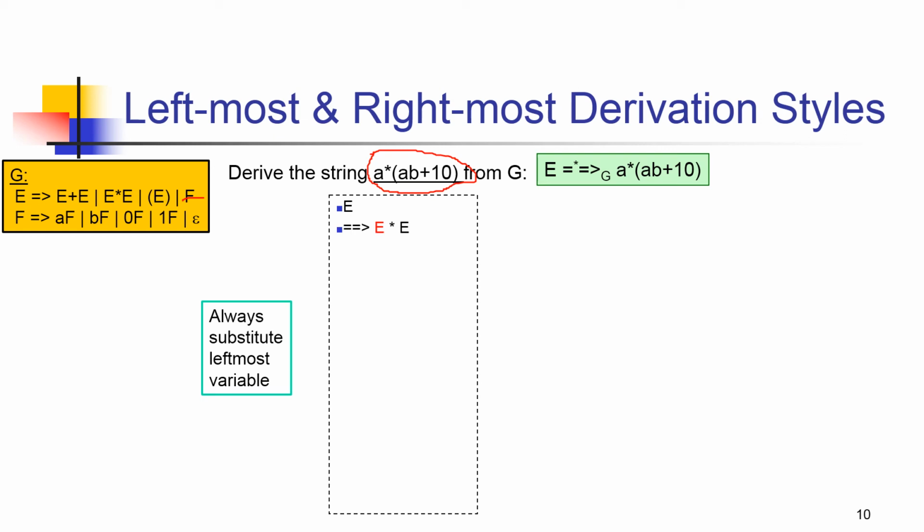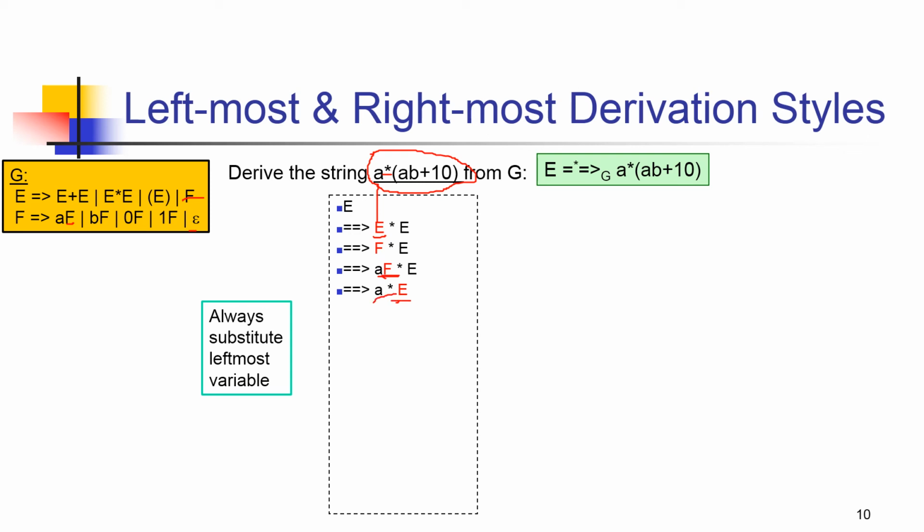Once again, let's start with E star E. Why? Because I want a star here. After that star, what do I need to do? I need to convert this into a. So how will I get a? For a, E produces F, and then F will give me AF, and further this F will get epsilon. So let's move this. E is producing F, F is producing AF. Now F got null value. So I got a star.